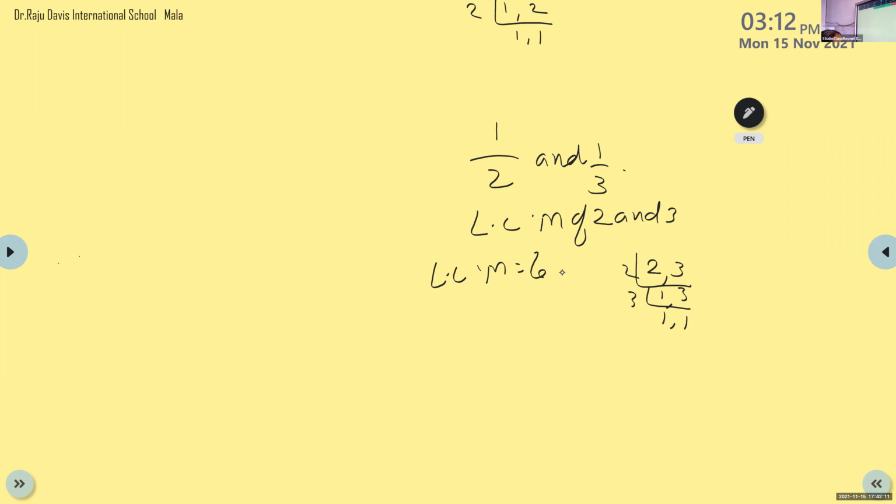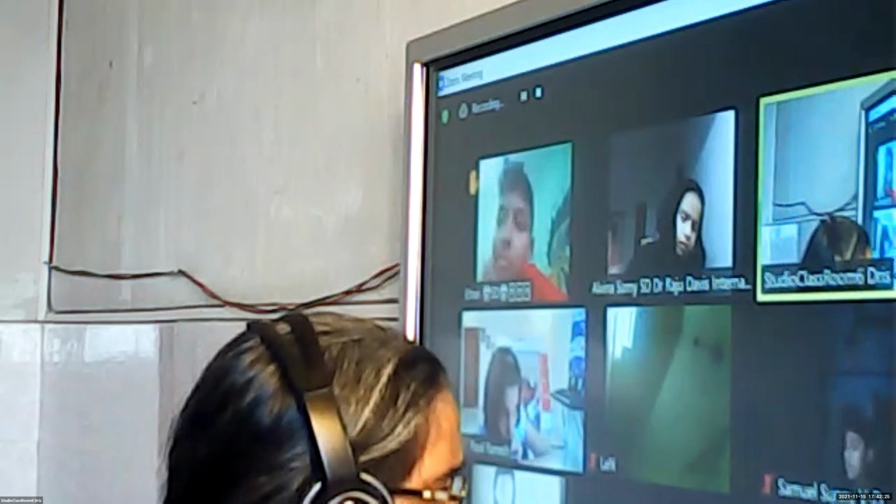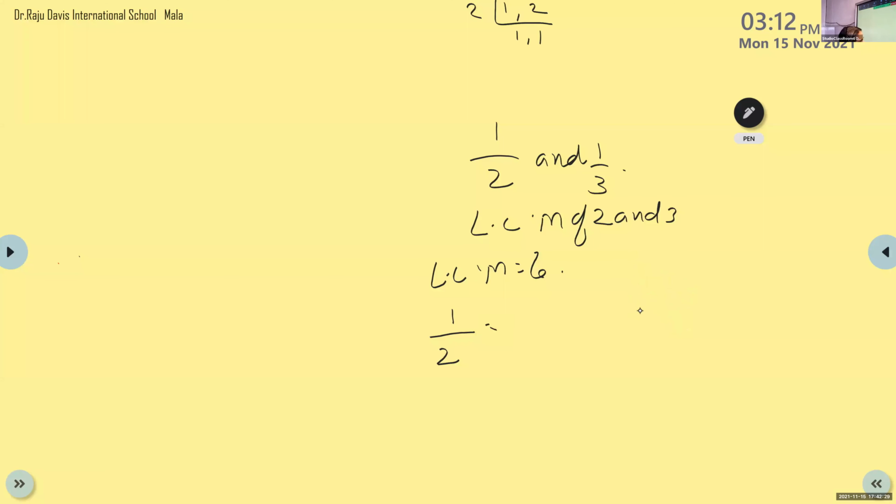Nia, how will you write the first fraction now? Take the first fraction as 1 by 2. You write it like that. Then take the LCM. What is the LCM? You got it already. 6. Then you divide 6 by 2. What will you get there?